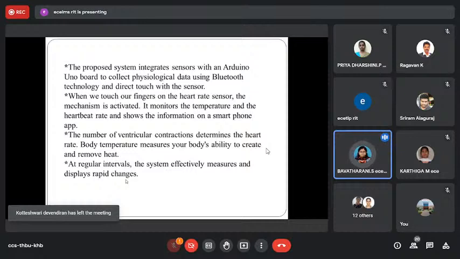The proposed system integrates an Arduino UNO board to collect the data with Bluetooth technology and direct touch by the sensor. By placing a finger on the heart rate sensor, the mechanism is activated. It monitors the temperature and the heartbeat and shows the information on the smartphone. The heart rate is measured by the ventricular contraction of the heart. At regular intervals, the system efficiently measures the heartbeat and rapidly shows the changes.